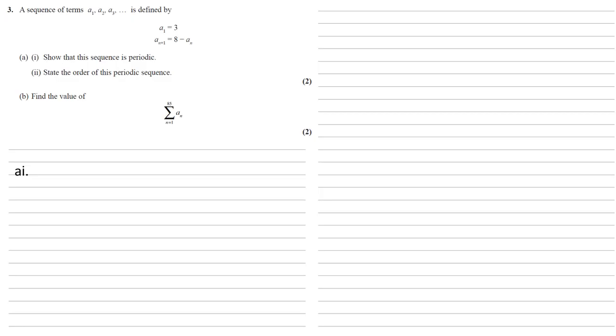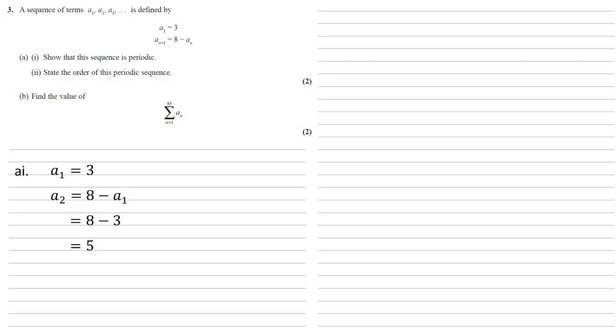Now, for a sequence to be periodic, this means that the terms are going to be repeating themselves in a pattern. So let's work out some terms and show that this is true. So we know that A1, the first term, is equal to 3. We can then use our A(n+1) formula to work out A2. So A2 is going to equal 8 minus A1. Well, A1 is 3, so A2 must be equal to 5.